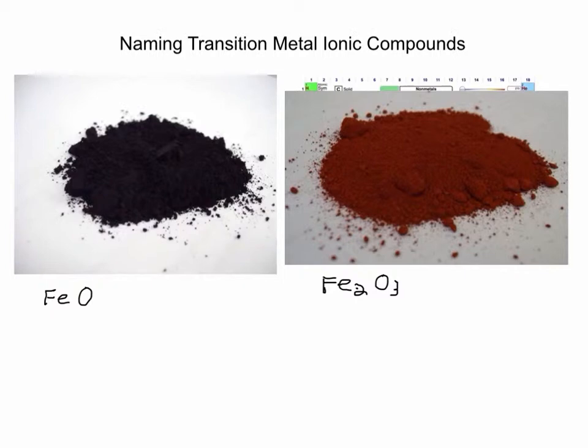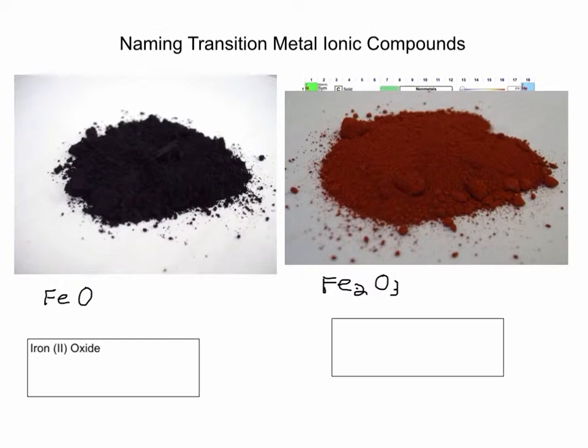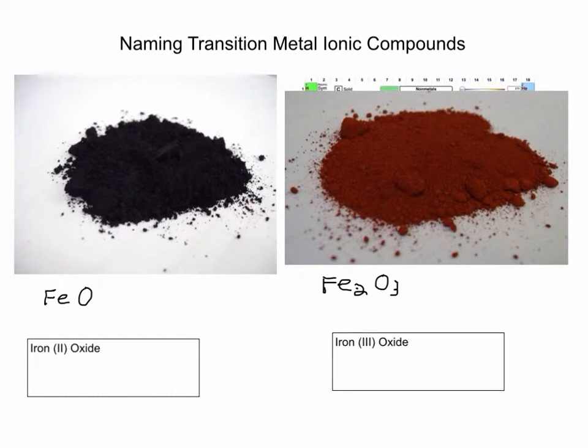So if we look at the first one, this is known as iron 2 oxide, and the one on the right is known as iron 3 oxide. So what we are doing is using Roman numerals to indicate the charge on the metal ion.